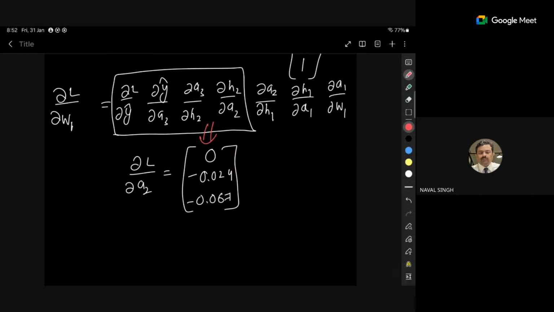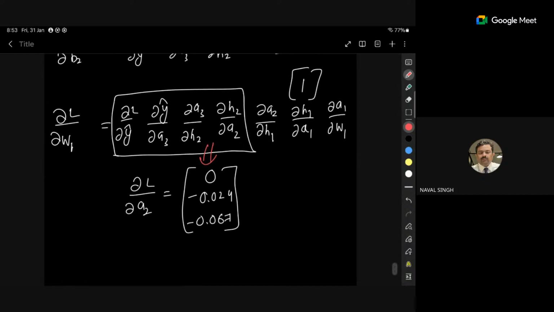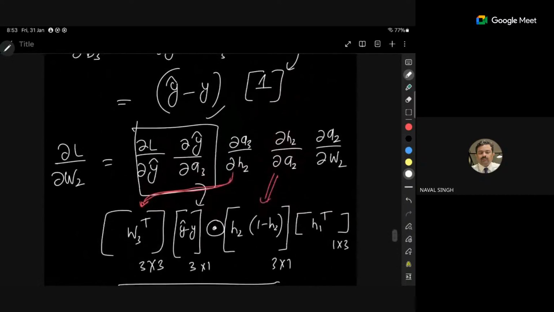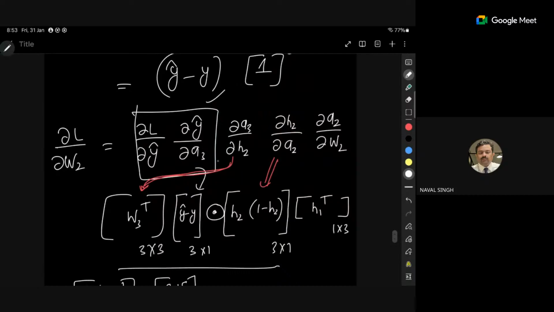Again, A is WX plus B, and then G of A is H. So here, del A2 by del H1 would be del W2 H1 plus B. It will be W2. Now comes the tricky part, that we have to take the transpose of it. Same as what we did here. Nothing is changing. We already did this. There we had del L by A3 as a component. The rest of the things are the same. Three things we have to compute.